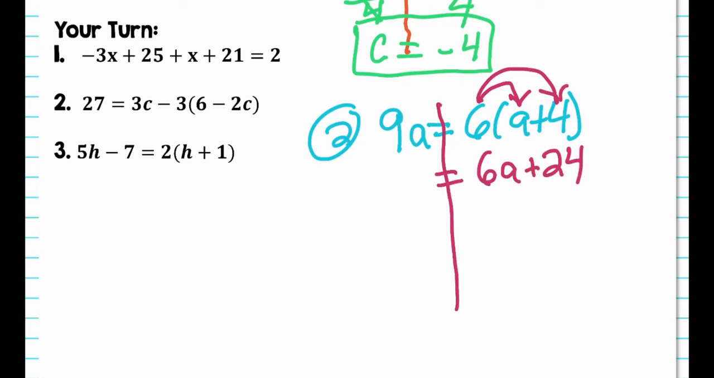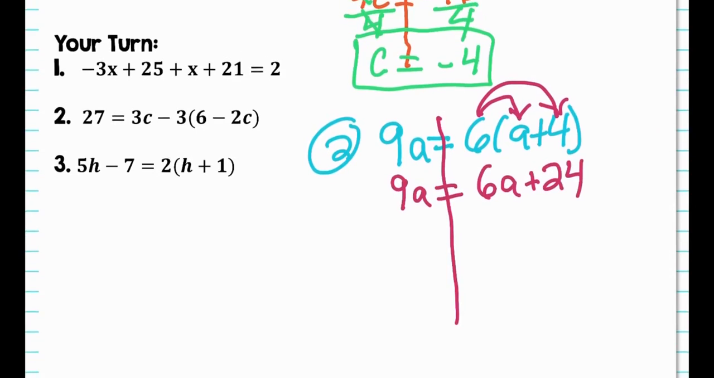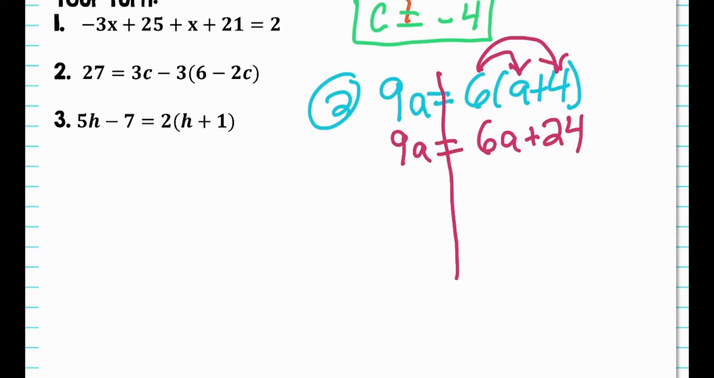Okay, so I've distributed. Now, I still have the 9a on this side. I need to write it down. We need to bring it along with us, okay? Now, what's my next step? Well, I need to combine like terms on each side. So let's take a look. Now, do I have any like terms on either side?